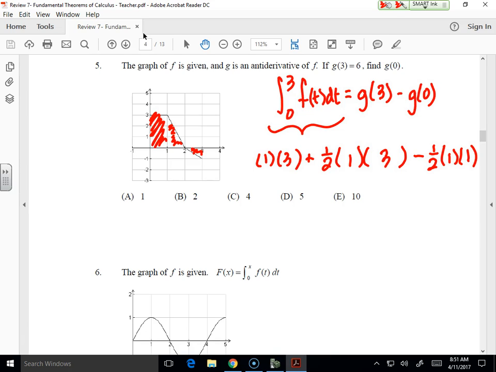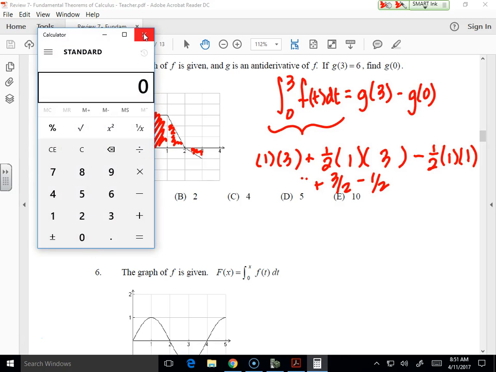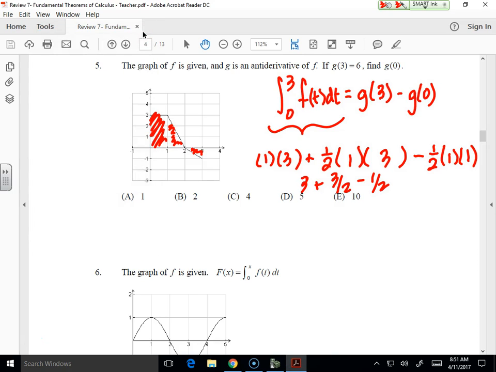But the sad thing is, in this one, we got to go for it. So we have 4 plus 3/2 minus 1/2. 1 times 3 is 3. 3/2 minus 1/2 is 2/2. That's 1. And 3 plus 1 is? Look, they allowed for that mistake of adding instead. Tricky.